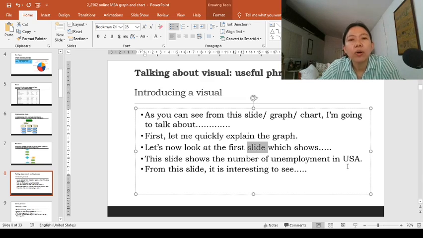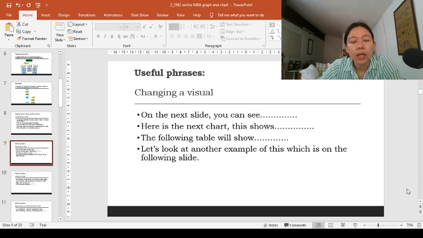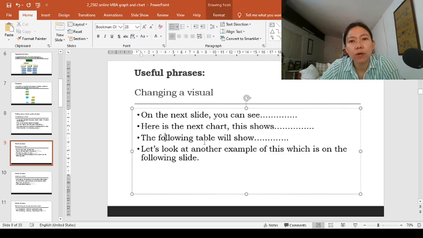Let's say that you have more than one visual and you would like to change to another visual. So here we have the useful phrases that you can use when you would like to change a visual. You can say: on the next slide, you can see, or here is the next chart, this shows, or you can use: the following table, the following chart will show. So these are useful phrases when you would like to change a visual.